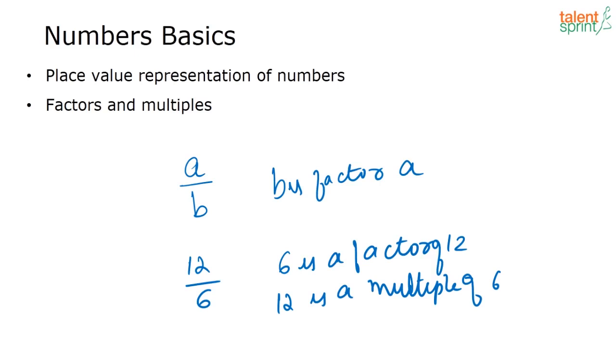Gurpreet is saying 2 is a factor of 8 and 8 is a multiple of 2. Correct. So any number, you can split it in terms of its factors and write. If you are taking the number 12, how can you write 12? 12 can be 6 into 2, correct?